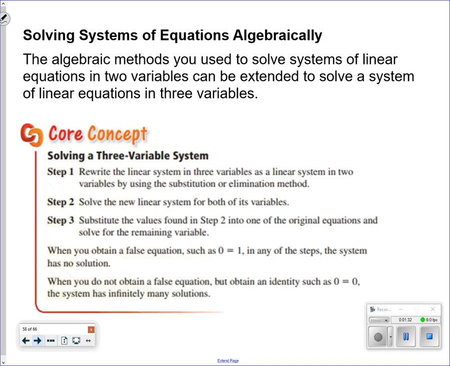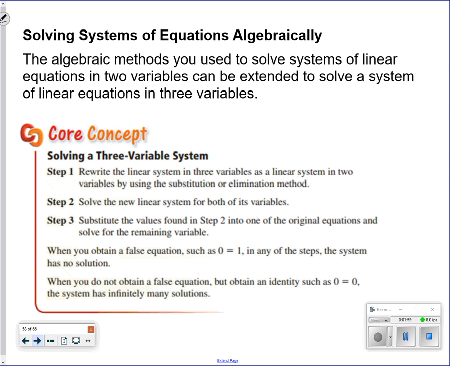Solving now. The algebraic methods you learned, such as substitution and elimination, that you would use to solve systems of equations with two variables, now is just going to be three. These are the steps I will be talking about. First, you want to write the three equations. You want to get from three equations, three unknowns, to two equations, two unknowns. So you have to get rid of one of the letters. Then solve the two equations, two unknowns, and then work your way backwards.